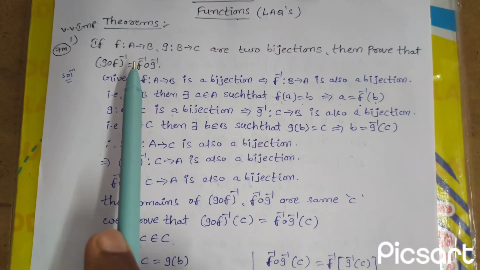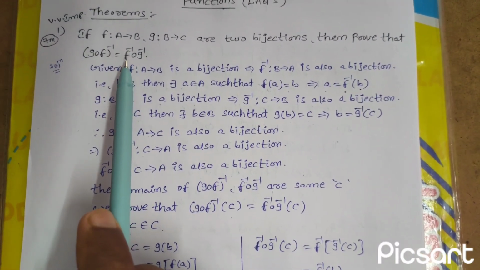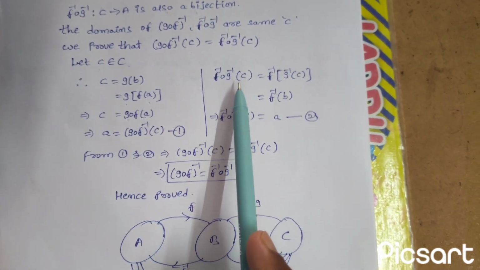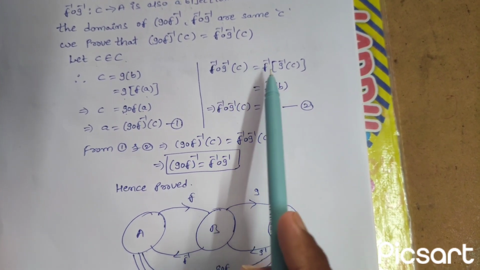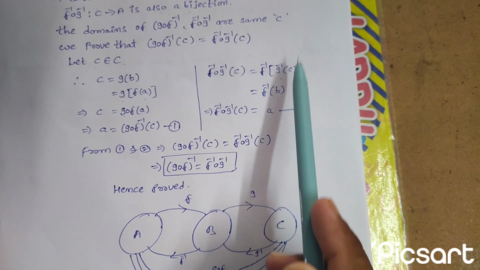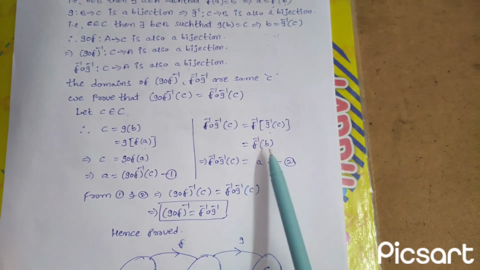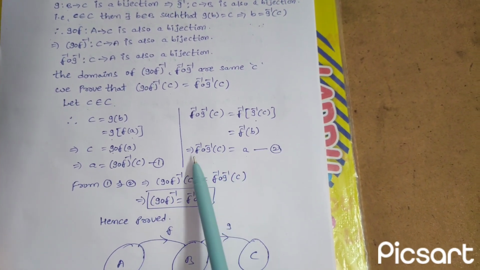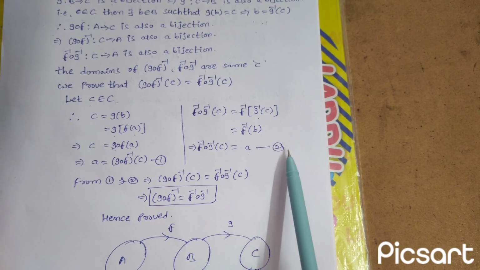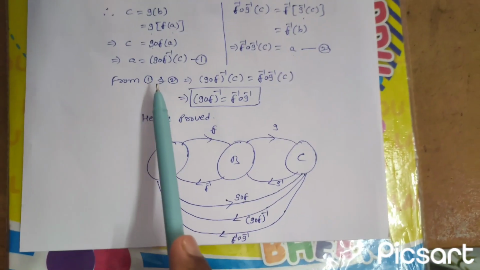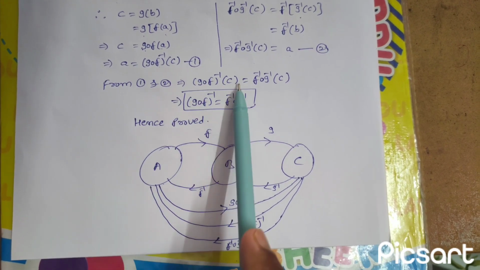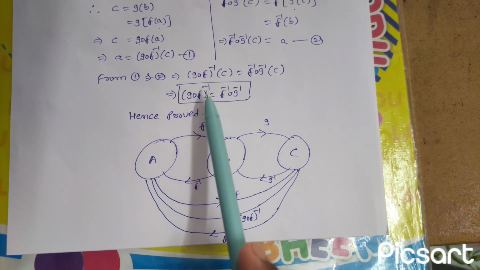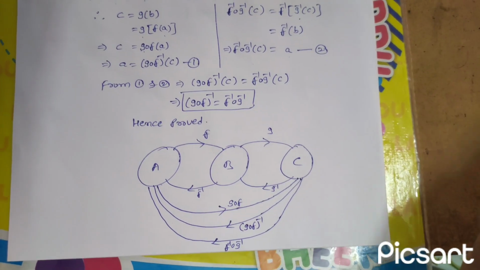And in this theorem, the RHS composite function is F⁻¹∘G⁻¹. So now take (F⁻¹∘G⁻¹) of c, which can be written as F inverse of G inverse of c. G inverse of c is equal to b, and F inverse of b is equal to a. So (F⁻¹∘G⁻¹) of c is equal to a. This is equation number 2. From equation 1 and equation 2, (G∘F)⁻¹ of c is equal to (F⁻¹∘G⁻¹) of c. Cancelling c, (G∘F)⁻¹ is equal to F⁻¹∘G⁻¹.